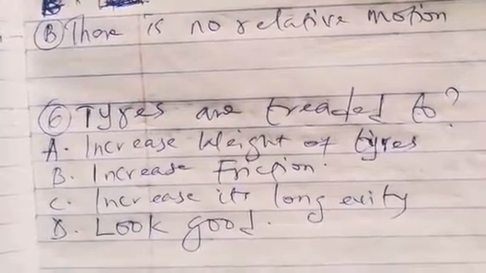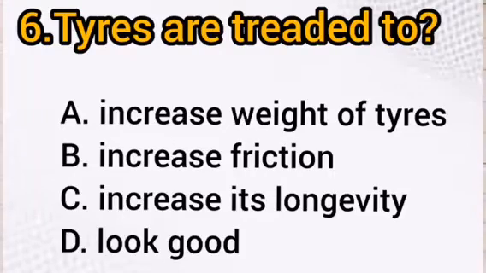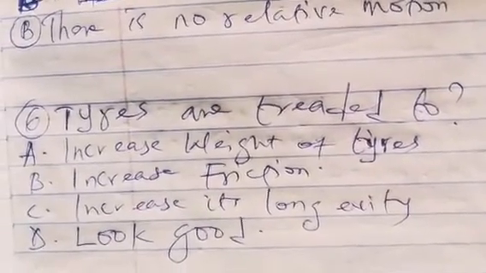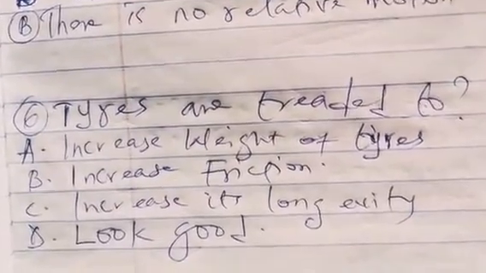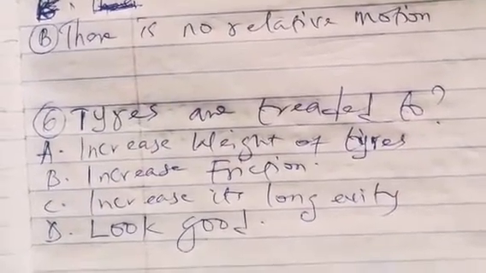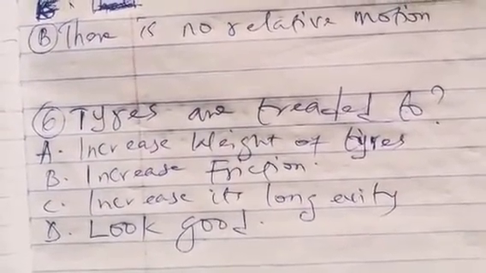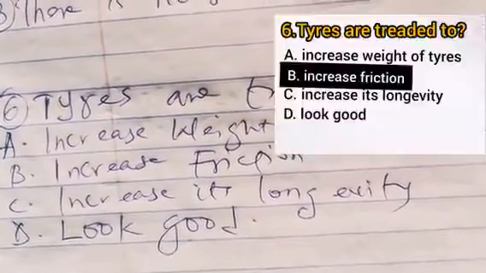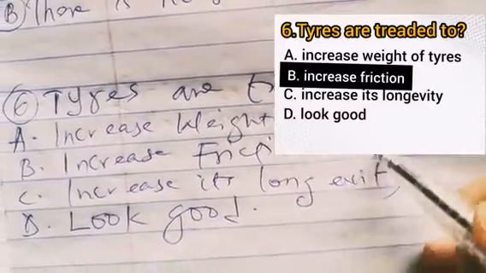Question 6 says tires are threaded to. Option A says increase weight of tires. Option B, increase friction. Option C, increase its longevity. Option D, look good. Well, the essence of threading a tire is actually to increase its grip to the ground while on rotary motion. While a vehicle is moving, it is just to increase the grip of the tire to the ground, and that increase in grip simply means increase in friction. So the correct option is increase friction, which is option B.